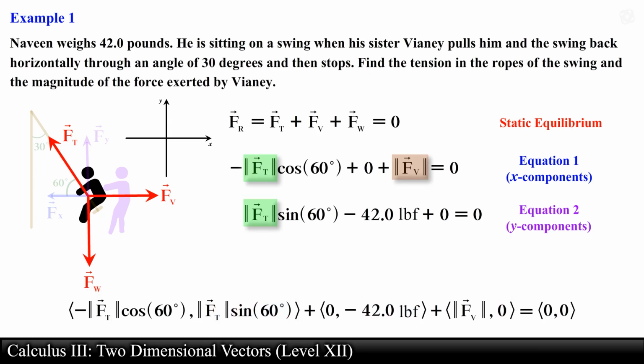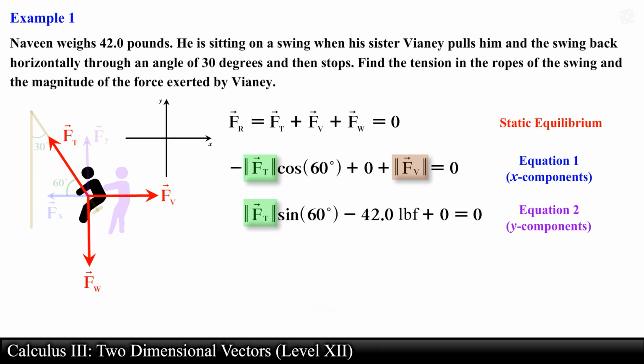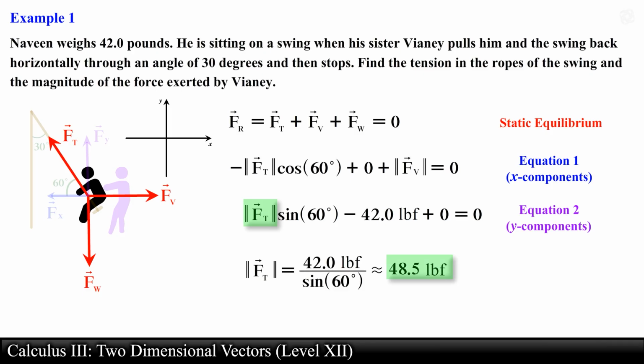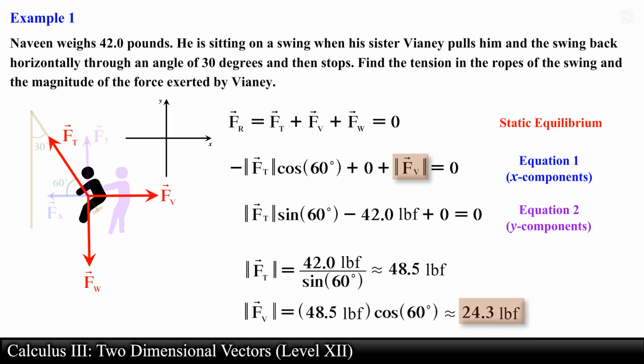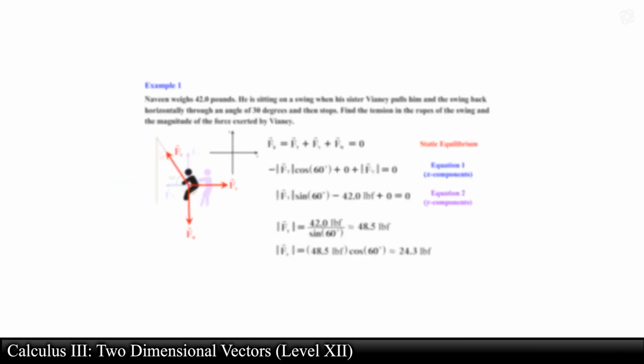In this case, we have two unknowns, which require two equations to solve, and we just happen to have those equations. So now, let's go ahead and solve for the tension force with the second equation. Approximating the expression, we obtain about 48.5 pounds for the tension force. Lastly, we use this value in the first equation to solve and approximate the other force, which is approximately equal to 24.3 pounds. Alright, let's try the next example.